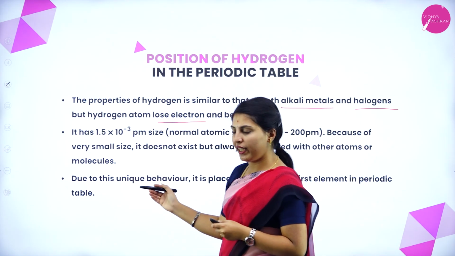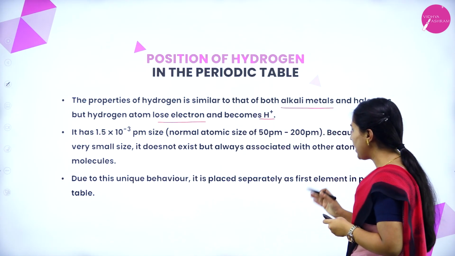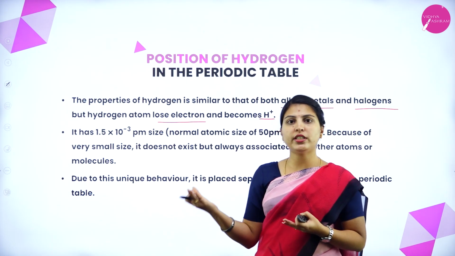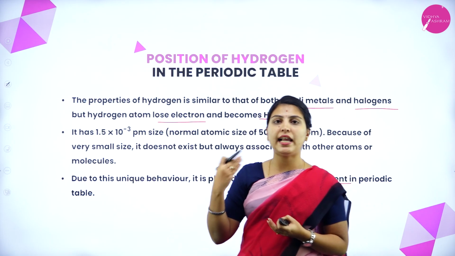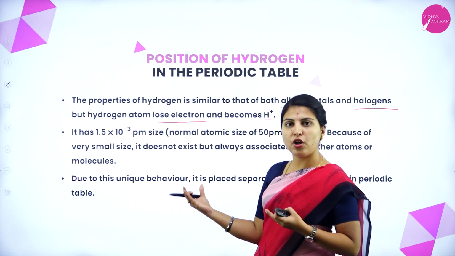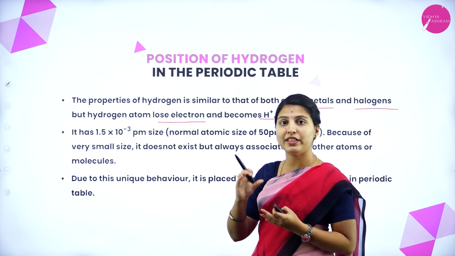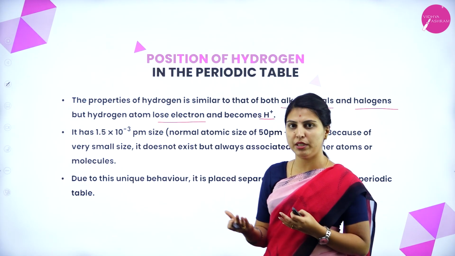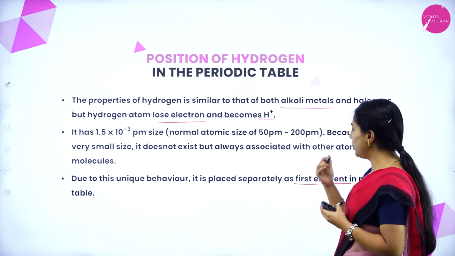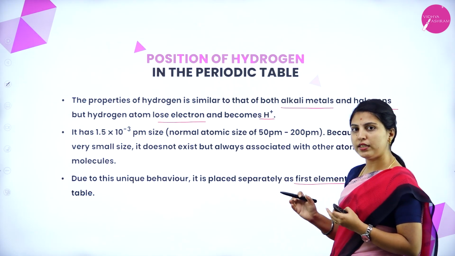Due to its unique behavior, it is placed separately as the first element in the periodic table. Hydrogen's properties resemble those of the alkali metals as well as the halogens. It has not been given a perfect position like other elements. So what have they done? It is placed separately on the top of the periodic table as the first element.